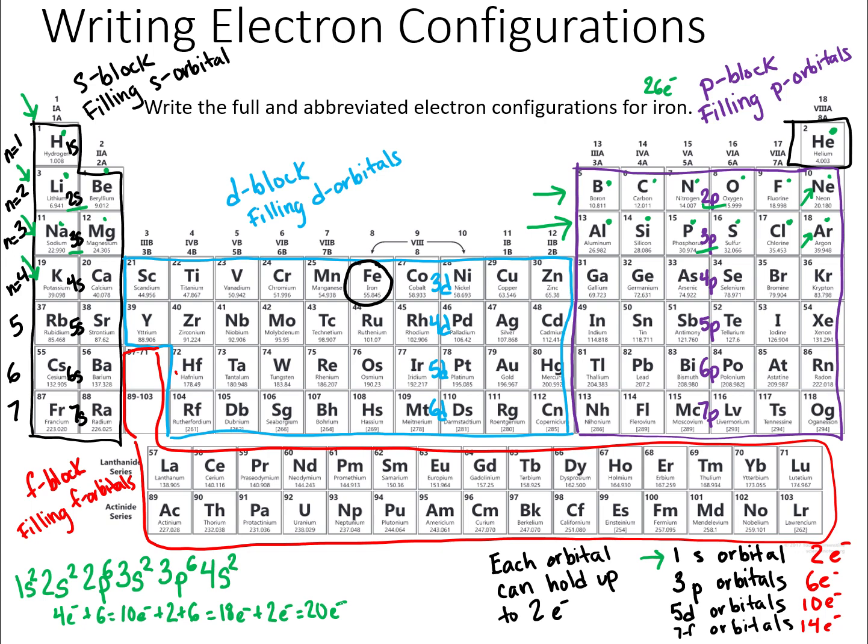What fills after the 4s? And again, you're just reading along on the periodic table. Yeah, we got to fill the 3d. And that's where iron lives. So we need to count. 1, 2, 3, 4, 5, 6.